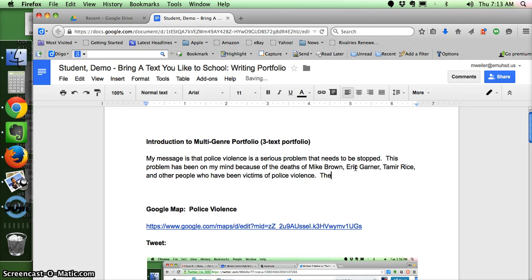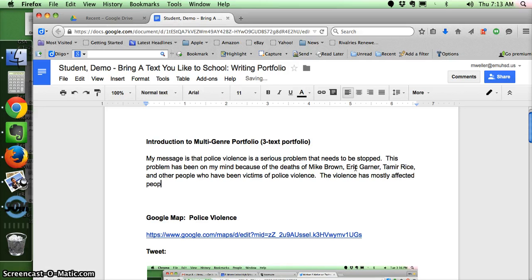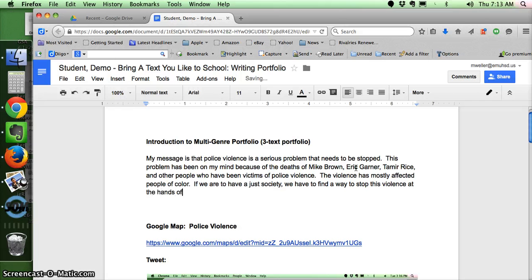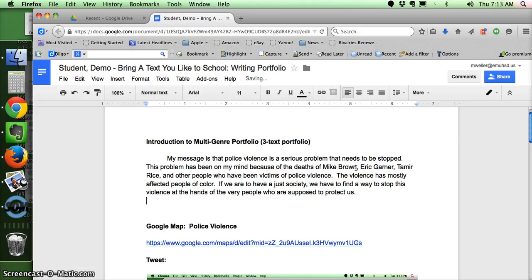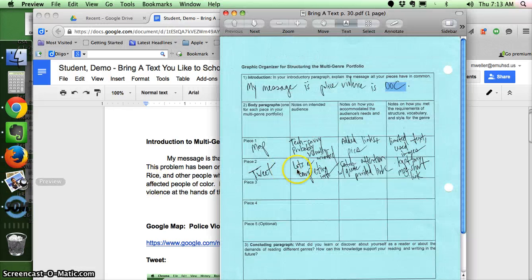So then I'm going to say the violence has mostly affected people of color. And I'm going to say if we are to have a just society, we have to find a way to stop this violence at the hands of the very people who are supposed to protect us. There's my first paragraph, and since this is like a little mini essay, I'm going to indent.